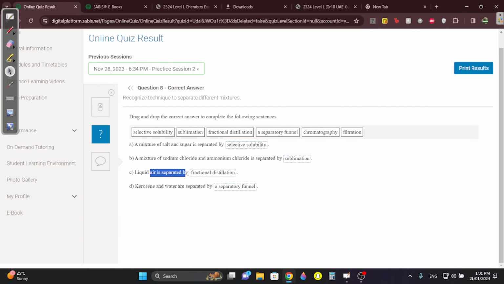Liquid air is separated by fractional distillation, because liquid air contains substances that have close boiling points. Anytime you see close boiling points, you use fractional distillation, not simple distillation. Kerosene and water are separated by a separatory funnel. Kerosene is oil. For water and oil, how do you separate them? Using a separatory funnel.